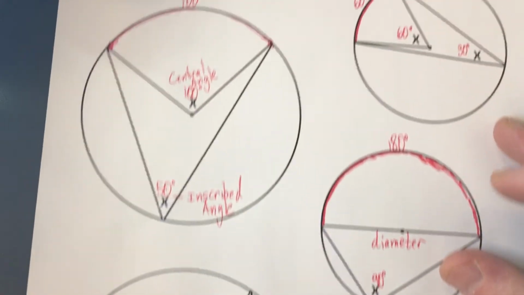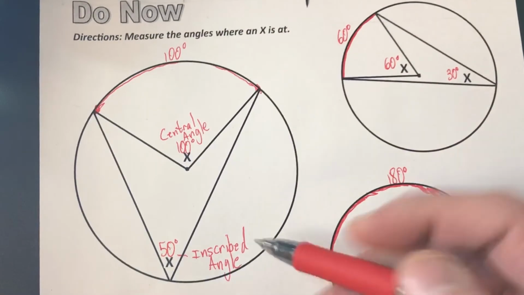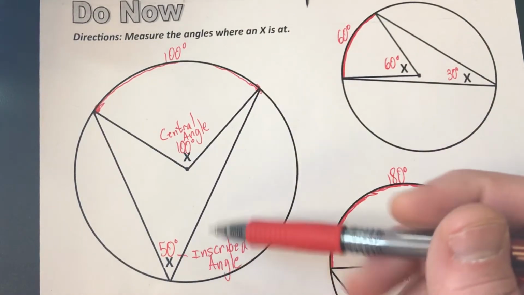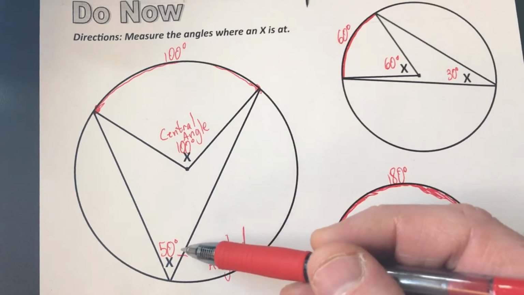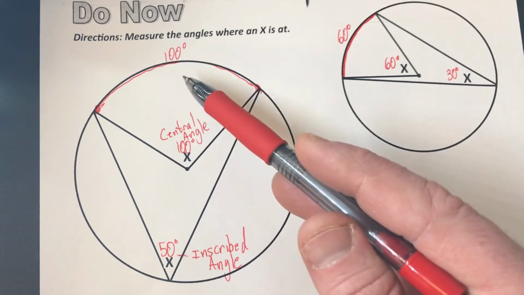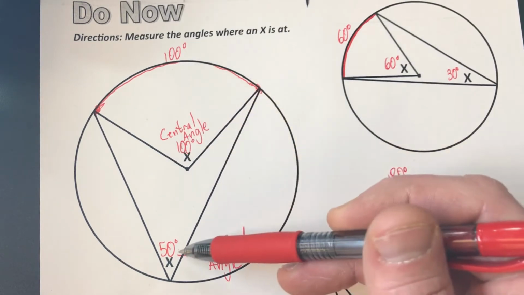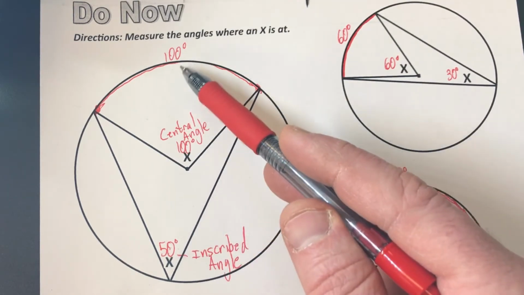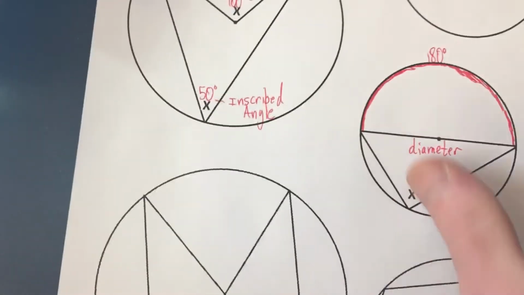So that's the main thing to get from today: the inscribed angle. Oh, this thing's lagging so bad. The inscribed angle is always half of its intercepted arc. So this inscribed angle is going to make an arc, and it's always going to be half of it.